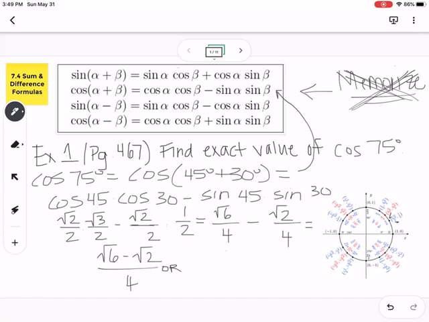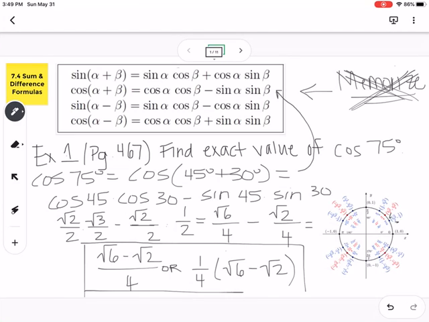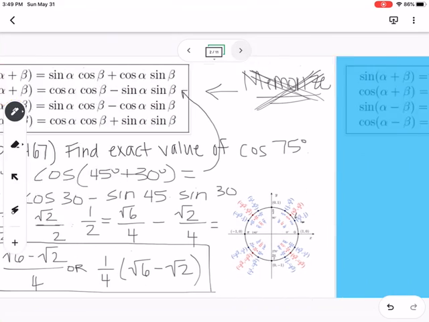Or you'll see it in your book written like this, 1/4 times radical 6 minus radical 2. Okay? So either one of these is totally acceptable. All right, so that's example 1. I'm going to go on to example 2.